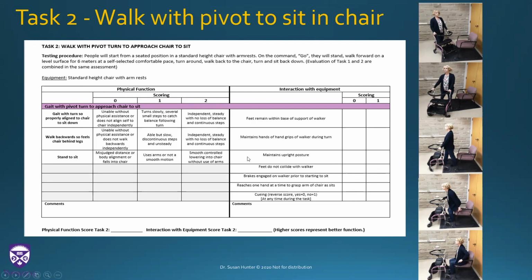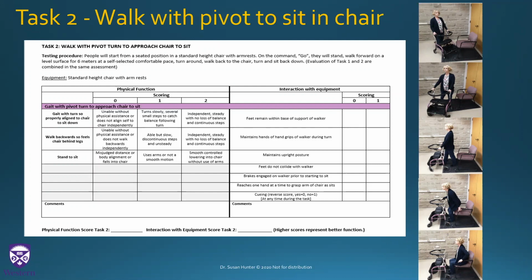In terms of interaction with equipment, we're looking at, again, does a person's feet remain within the base of support for the whole execution of the task? Do they maintain their hands on the hand grips of the walker during the turn? Do they maintain an upright posture versus do they start to semi-sit while they're making the turn, versus waiting until they're actually all the way back into the chair?